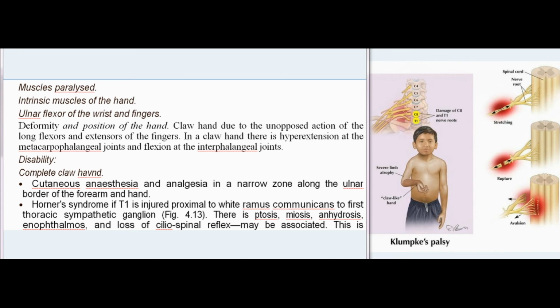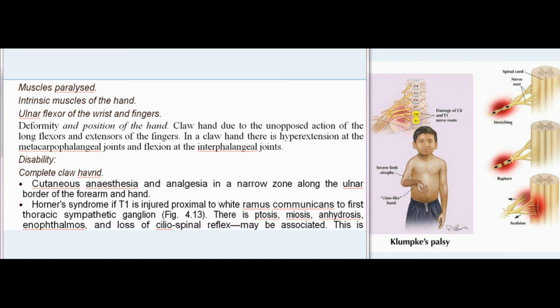Deformity and position of the hand. Claw hand due to the unopposed action of the long flexors and extensors of the fingers. In a claw hand there is hyperextension at the metacarpophalangeal joints and flexion at the interphalangeal joints. Disability: complete claw hand. Cutaneous anesthesia and analgesia in a narrow zone along the ulnar border of the forearm and hand.